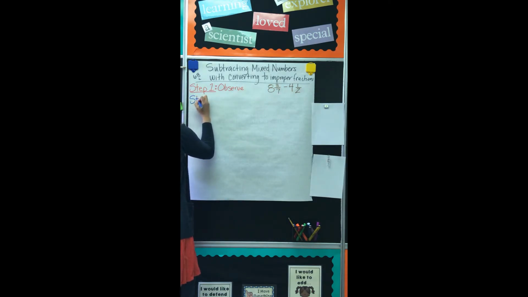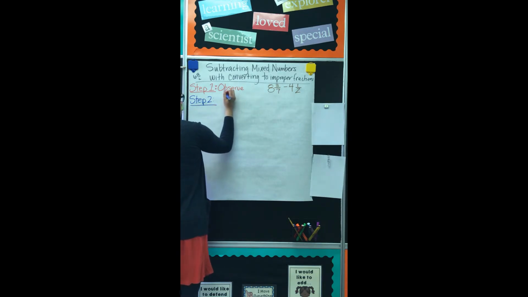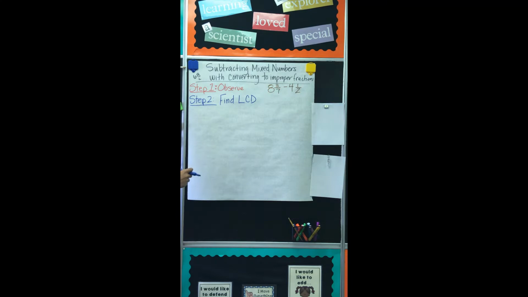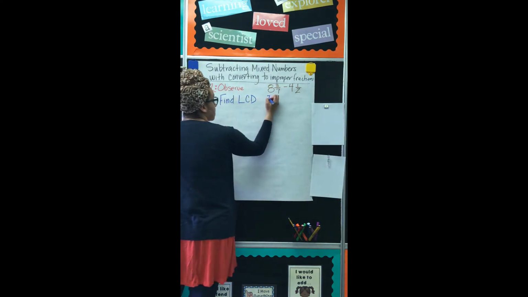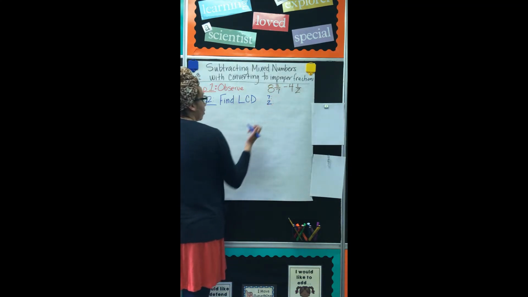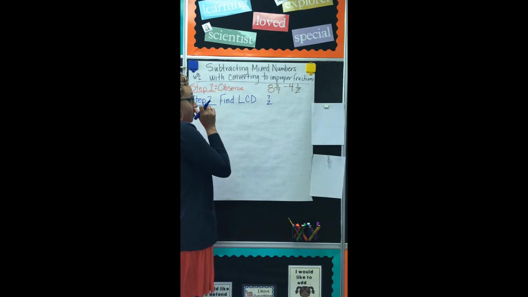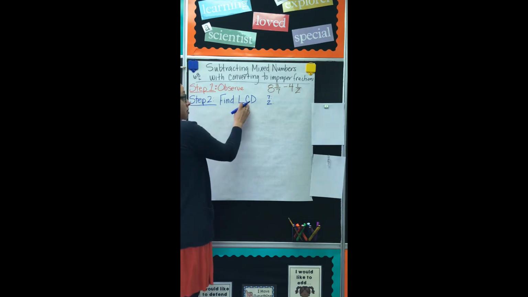So step number 2 is going to be find the least common denominator. And how we do that is we look at our two denominators. We have 7 and 2, and we're going to do what kind of counting? Hopefully we all said skip counting, because we have to find the multiples. So what we're really finding is the least common multiple, but because we're using it as a denominator, we call it the least common denominator.